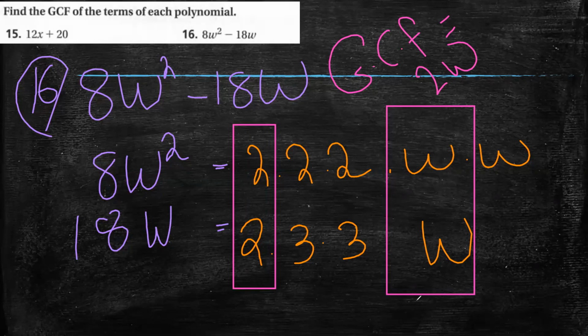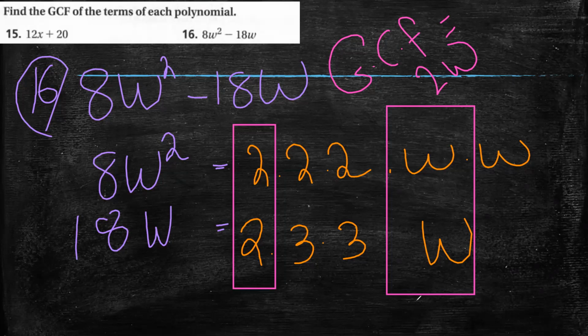Teacher, the 18 is negative. Yes, but here we don't take it, because later on, after I show how we can factor, we don't need the negative sign. We just take the terms as they are, without the signs.